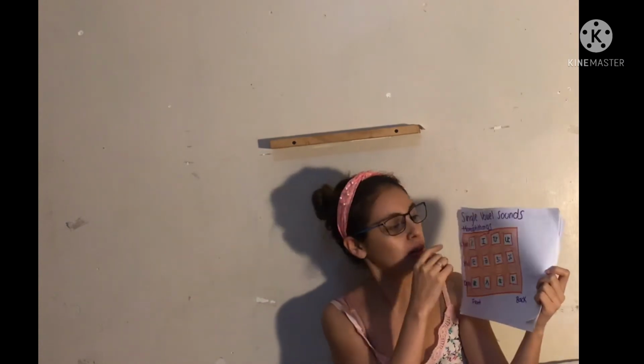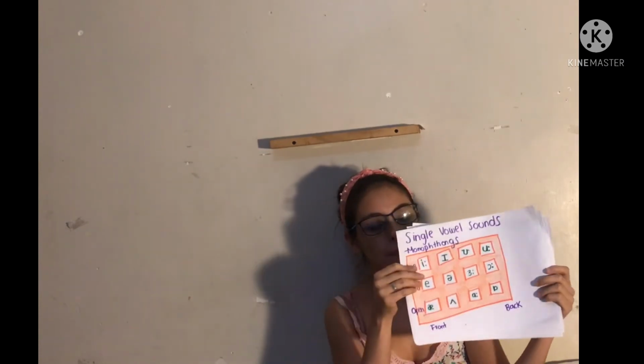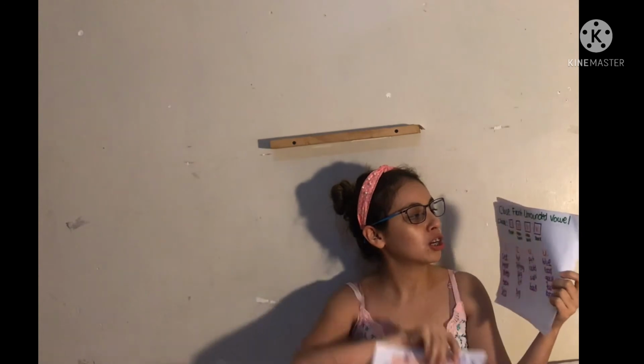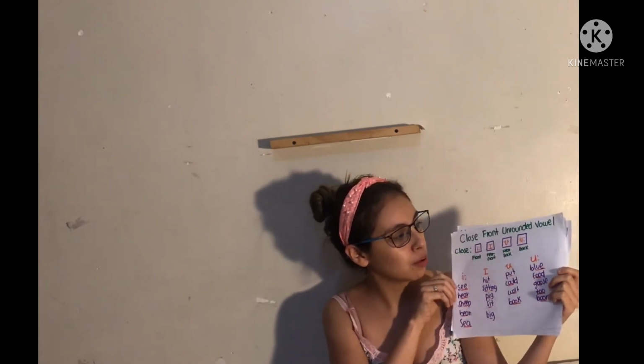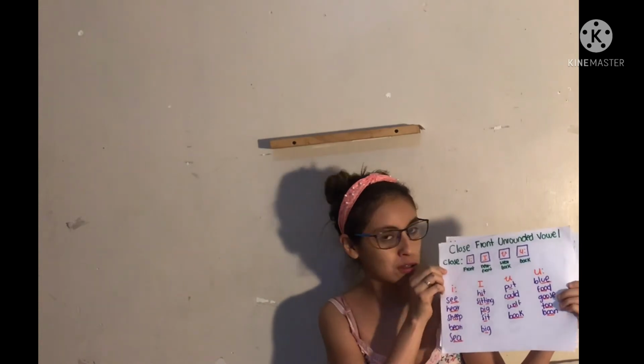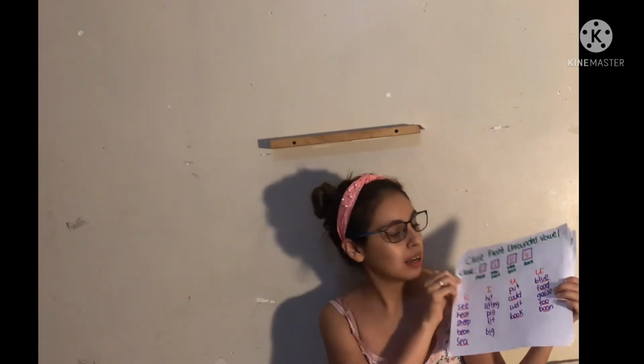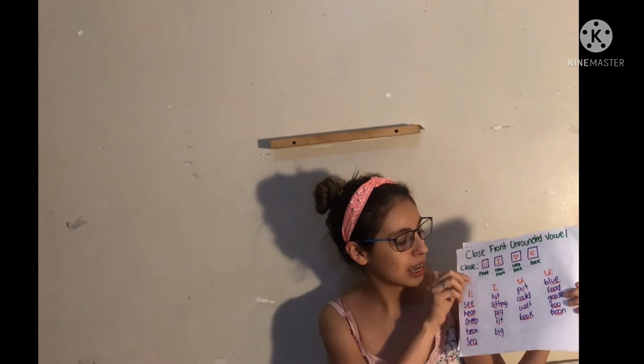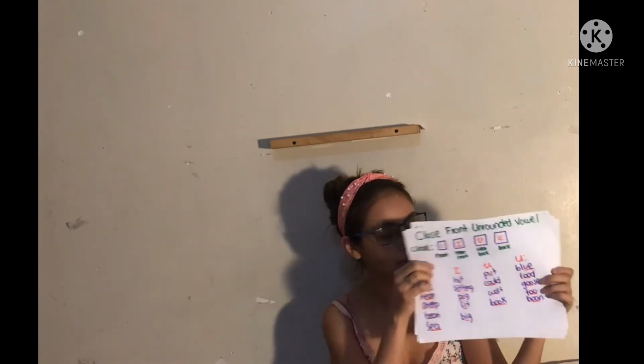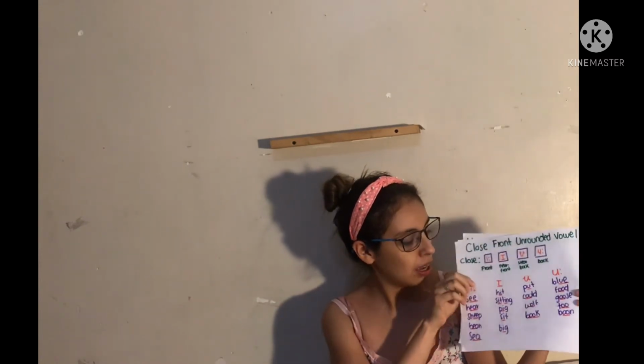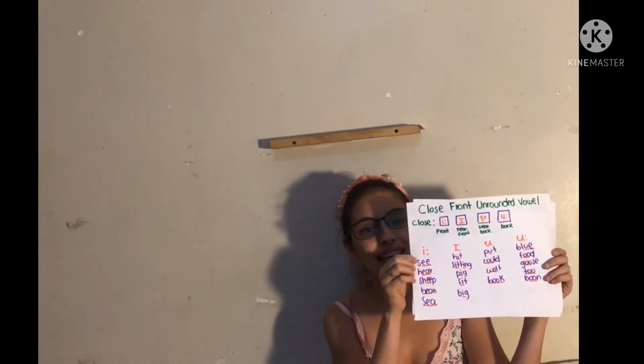Let's look at some examples of vowels with their mouths closed. The vowels in the first row. Close front unrounded vowel. The mouth is closed and the tongue is front. The first is E.